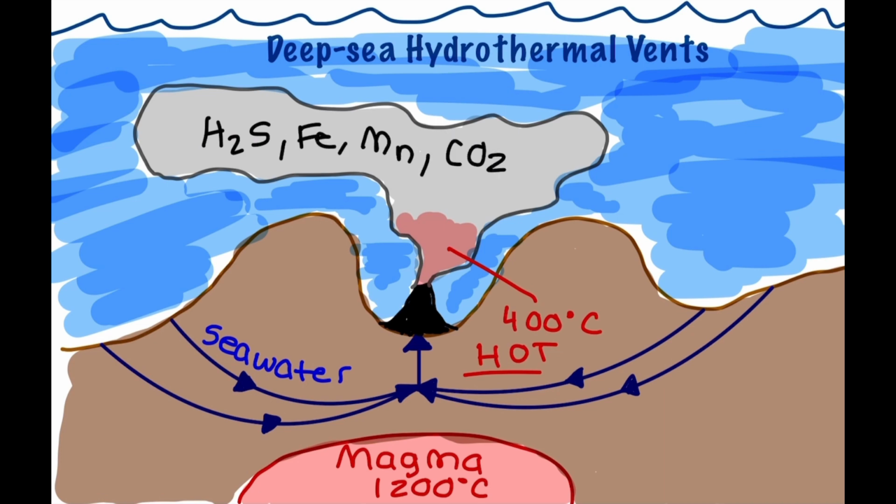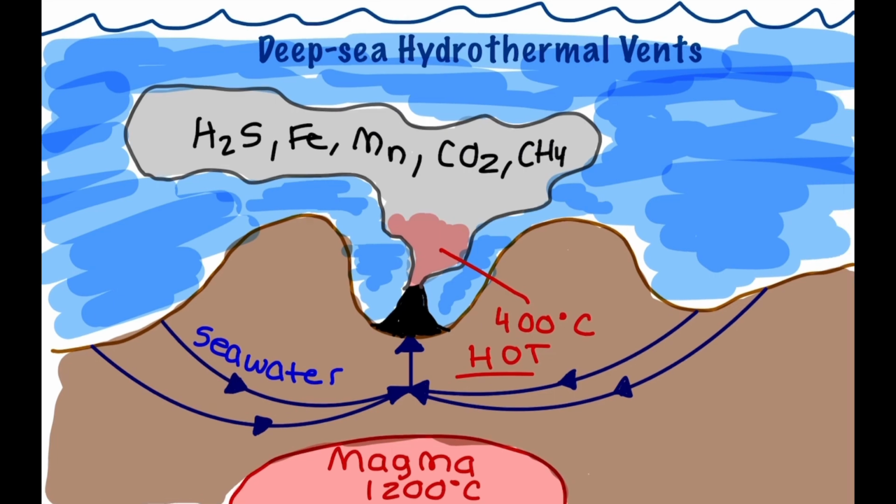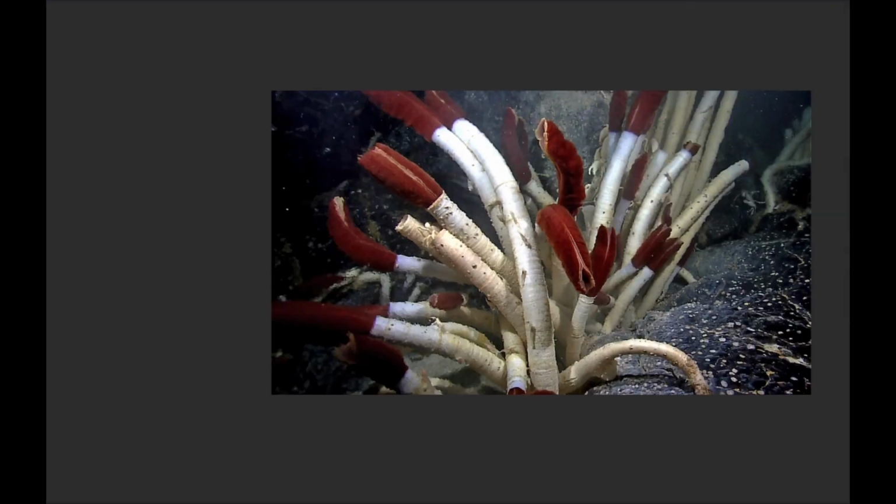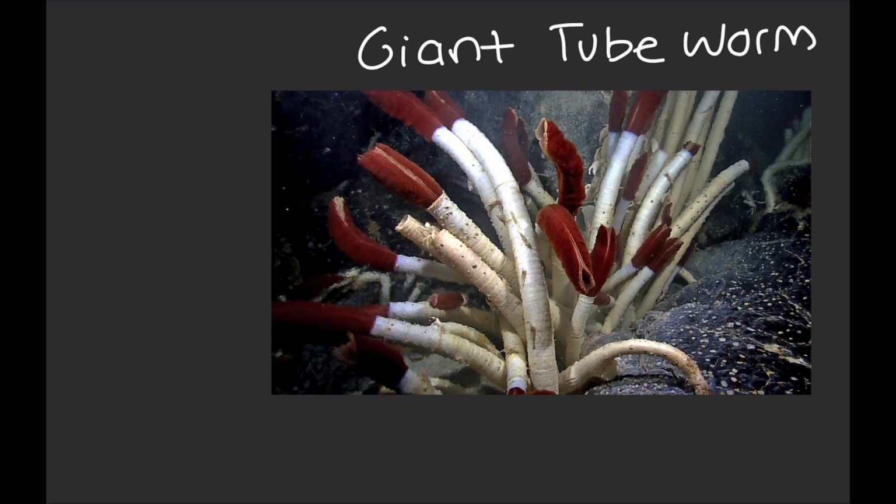The vent fluid is full of reduced minerals that act as electron donors. This is why the entire food web in vent communities is based on chemoautotrophy. There are three mechanisms of carbon and energy transfer to the food web in vent communities. The first is the symbiotic relationship between vent bacteria and tube worms.